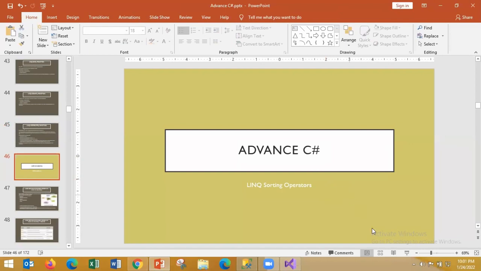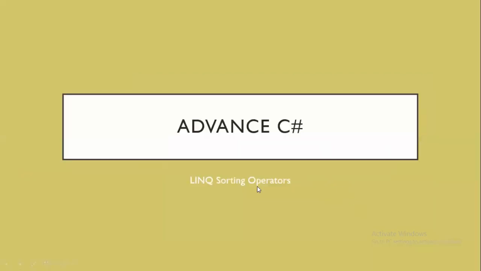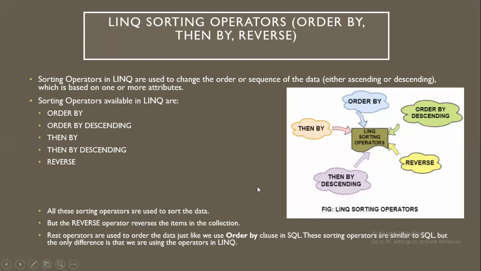And then we see some sorting operators. The sorting operators are OrderBy, OrderByDescending, ThenBy, ThenByDescending, and Reverse. By default, OrderBy is in ascending order, and ThenBy is in ascending order. Sorting operators in LINQ are used to change the order or sequence of the data, either ascending or descending, based on one or more attributes. This is a simple figure to show you the sorting operators.